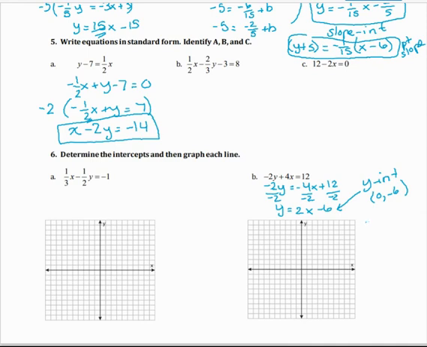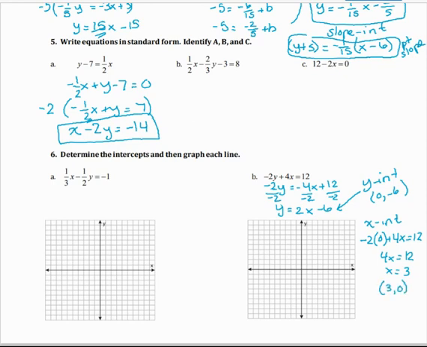To find the x-intercept, we need to plug in 0. So you can plug it in from the beginning or from the end. It doesn't matter, okay? I'll plug it in from the beginning. We're plugging in 0 for y because I'm looking for x. This gives me 4x equals 12, so x equals 3.